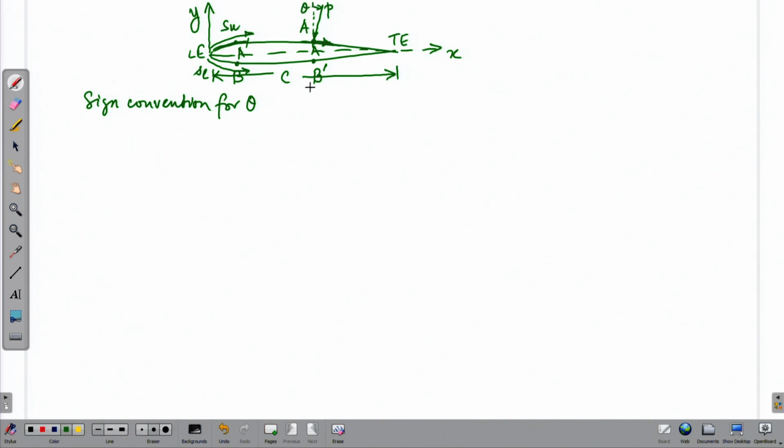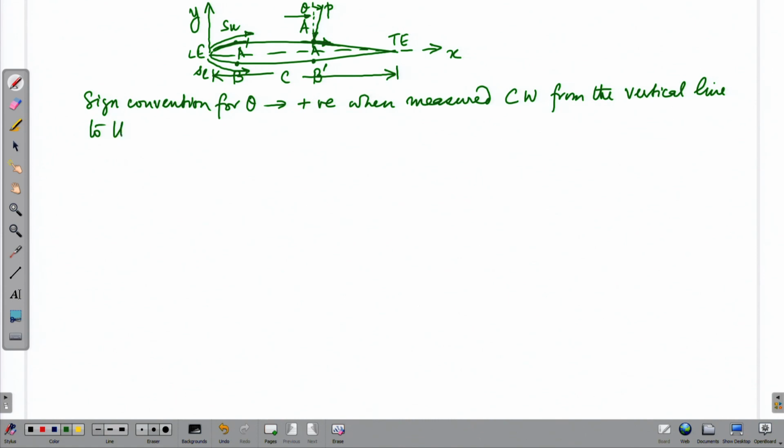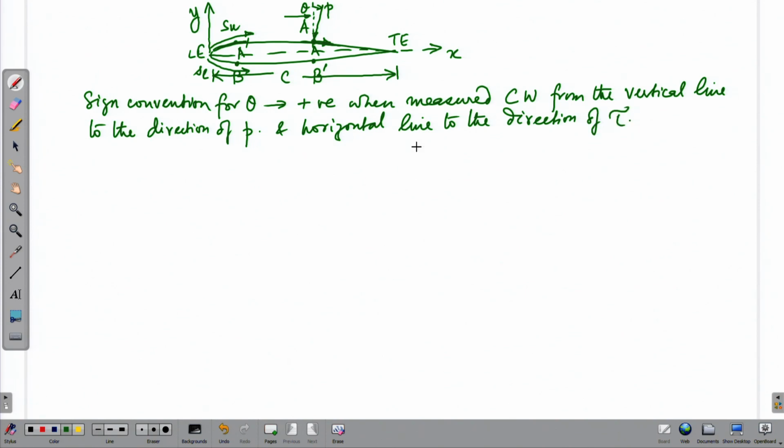So, that is the angle theta, and the sign convention for theta would be that it is positive when measured clockwise from the vertical line, which is this dotted line, to the direction of P. This is considered to be positive, and likewise from the horizontal line to the direction of tau. This convention is very important to be remembered.